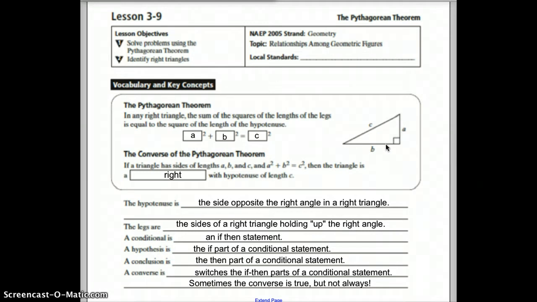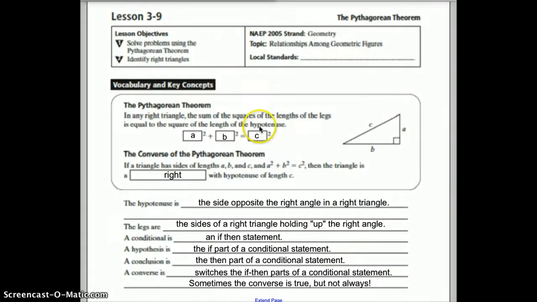A conditional statement is like an if-then statement. So if this, then this. The hypothesis is the if part of the conditional statement, and the conclusion is the then. So think a little bit in science here. The converse switches the if-then around. Sometimes the converse is true, but not always. It's like saying all rectangles are squares. Is that true? All squares are rectangles, yes, but the converse, all rectangles are squares, is not. Okay, so the converse switches the if and the then around a little bit.